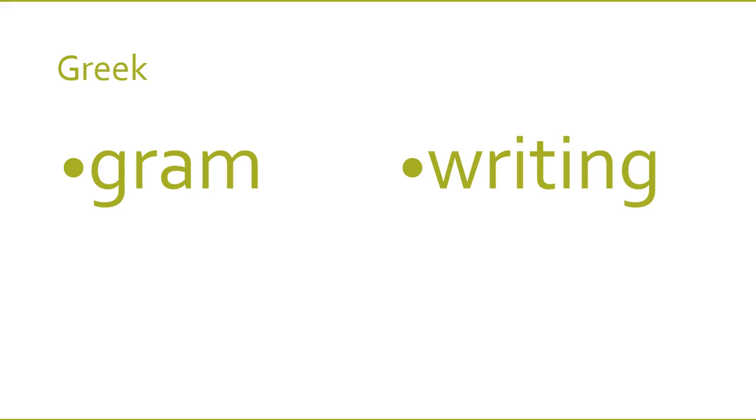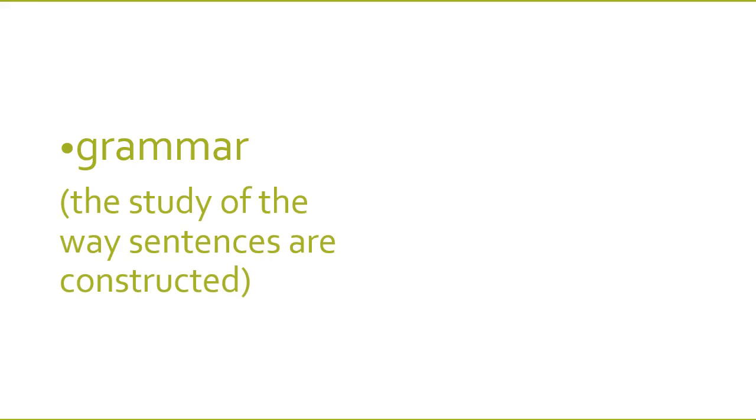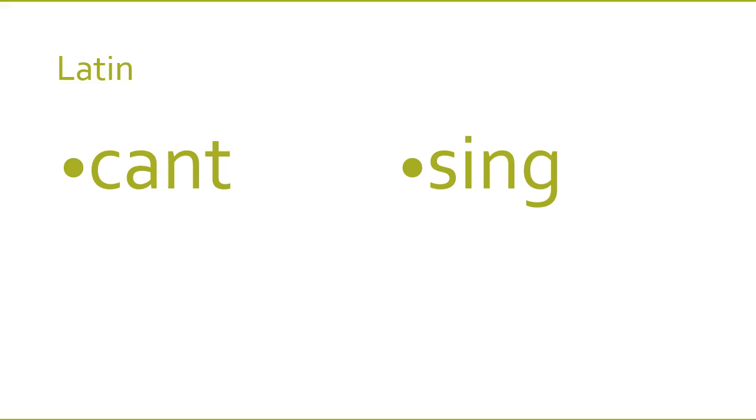Our next stem, gram, means writing. This is where we get words like telegram or pentagram or hexagram, or the word grammar. Grammar means the study of the way sentences are constructed. So when you study grammar, you're studying writing. How are sentences written and put together?